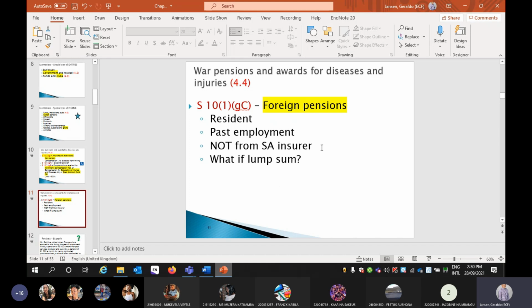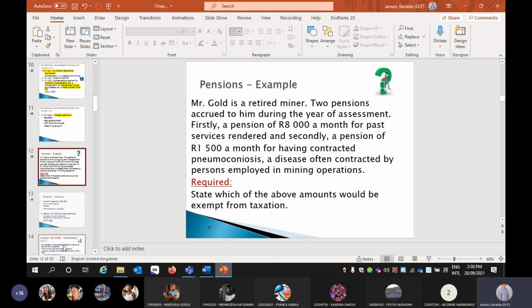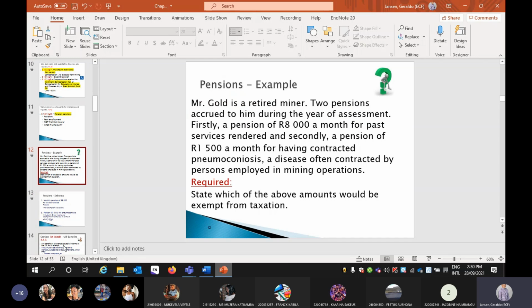But what am I trying to tell you? You take out the foreign pension because it doesn't relate to a South African source in that case, or let's say you were not a resident during that time. Obviously, if you are still a resident in terms of the physical presence test, then obviously you will have to include the worldwide income. Let's look at this example.